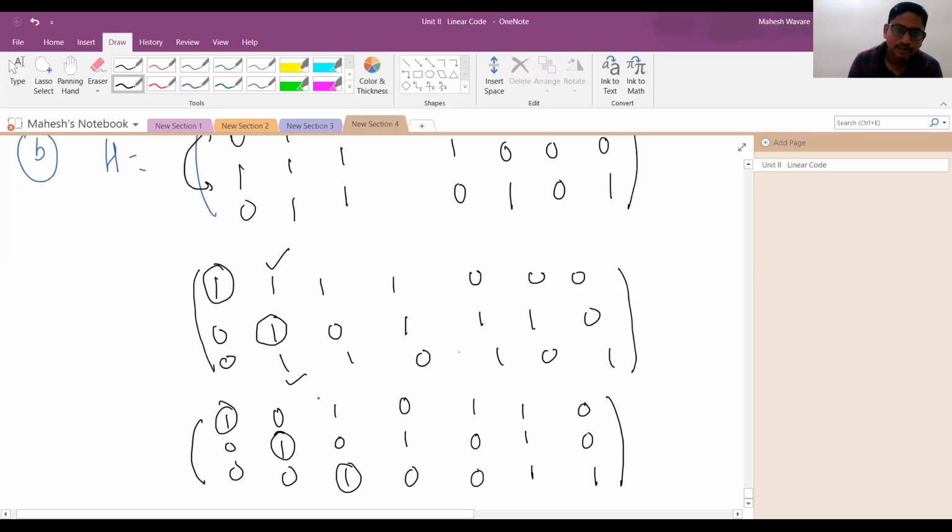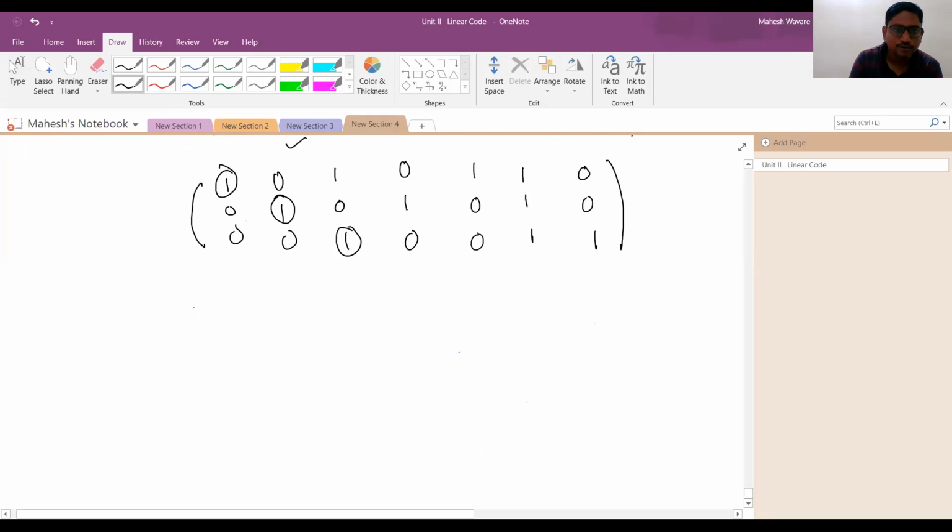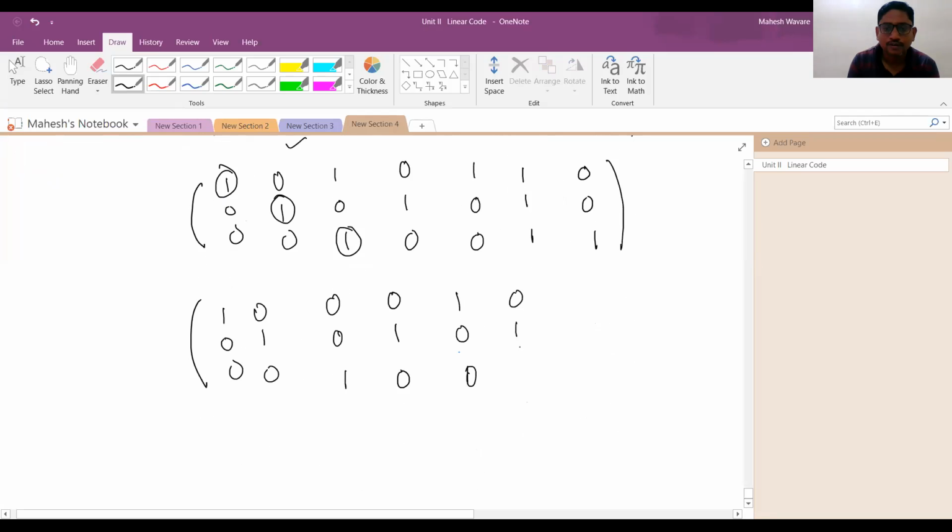So what operations? Add the third row with the first row. You get like this. This 1 plus 1 becomes 0, 0, 1. Next, the last element is 0, so 0 is added everywhere. So it becomes 0, 1, 1, 1, 0, 1. 1 is added to the first row. Okay, like this you get first, second, third. This is the equivalent matrix.